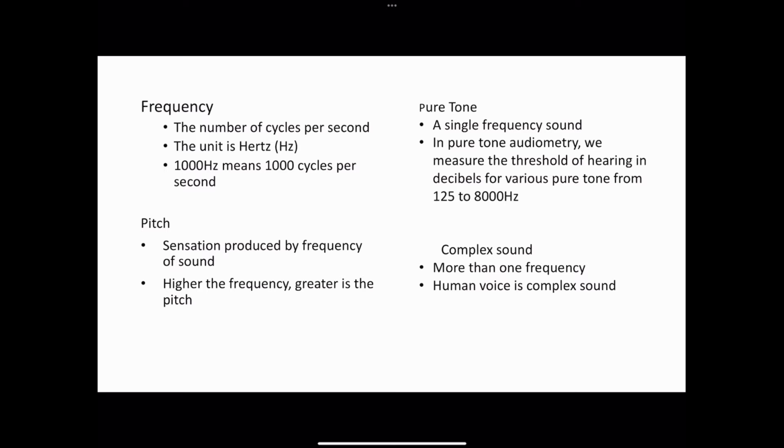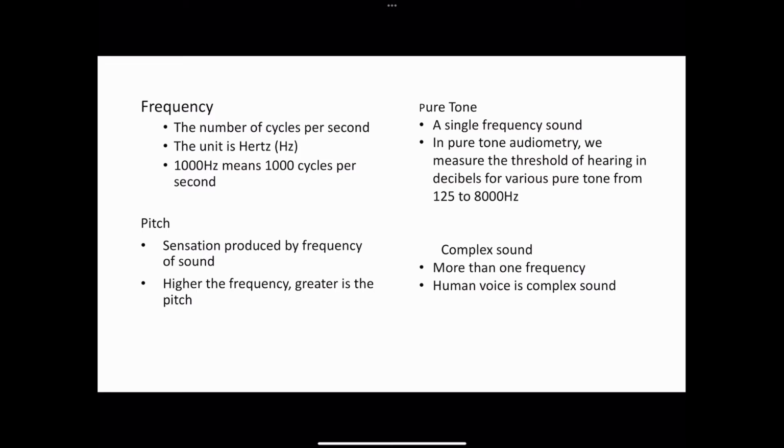So these are some of the terms that we need to know to understand the physiology of hearing. Firstly, frequency. Frequency is the number of cycles per second. The unit is hertz. 1000 hertz means 1000 cycles per second. Pitch is the sensation produced by the frequency of sound. The higher the frequency, the greater the pitch.